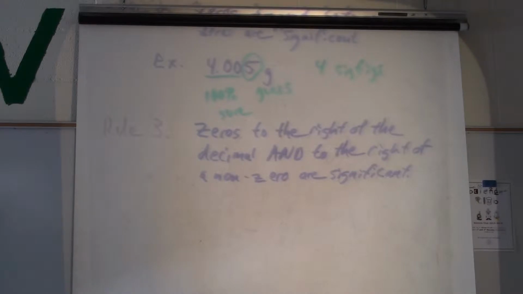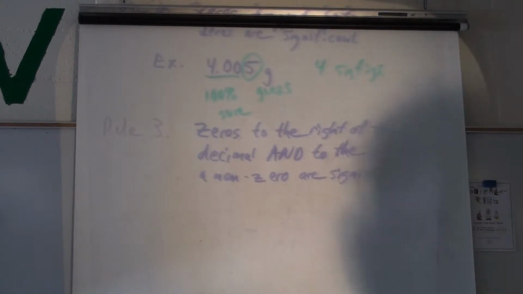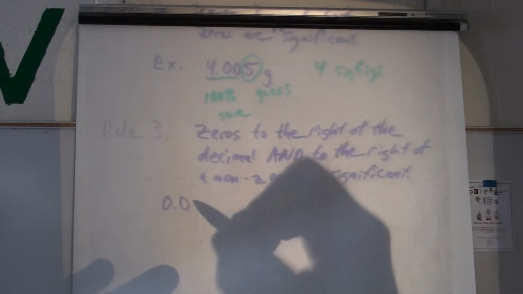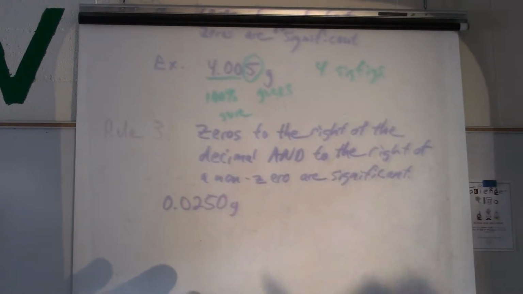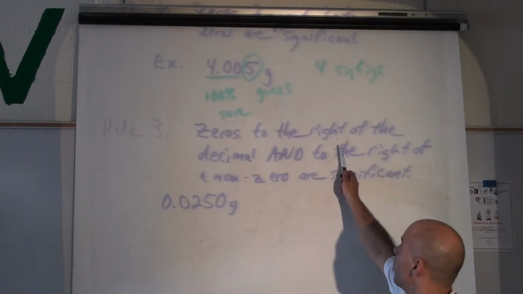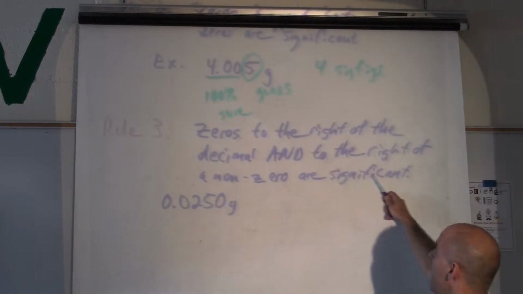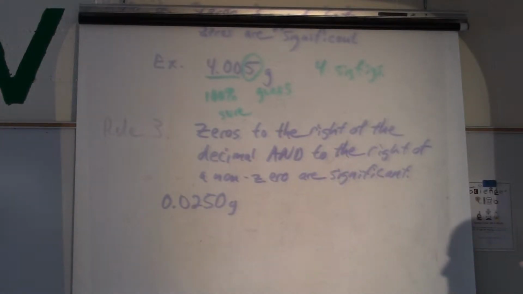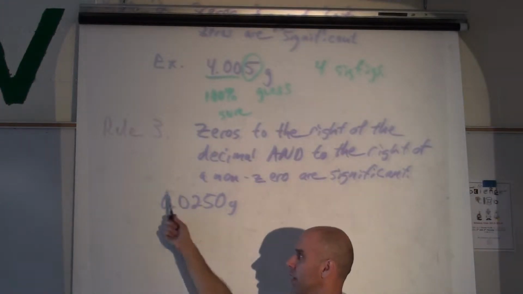So suppose, Jackson, that you have to weigh out a very small amount of zinc. You go to the balance, put the zinc on the balance, and it reads 0.0250 grams. So that's what the balance tells you, 0.0250 grams. Zeros to the right of a decimal and to the right of a non-zero are significant. So we have some zeros here.